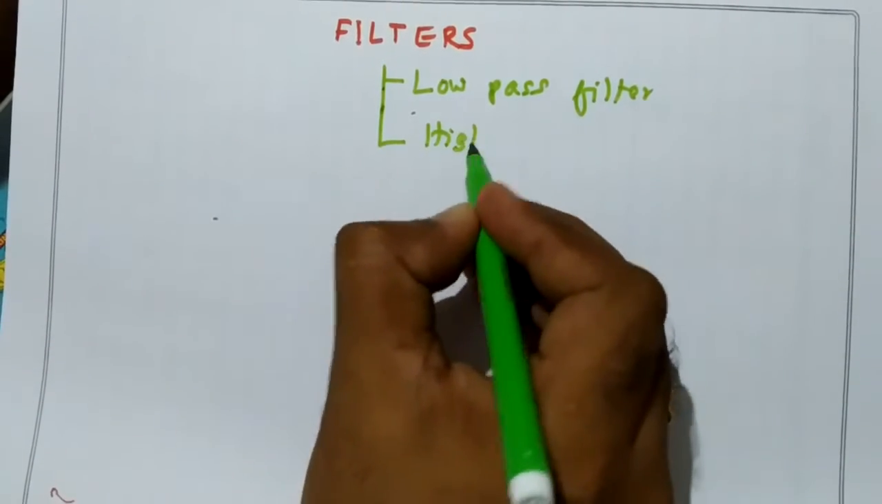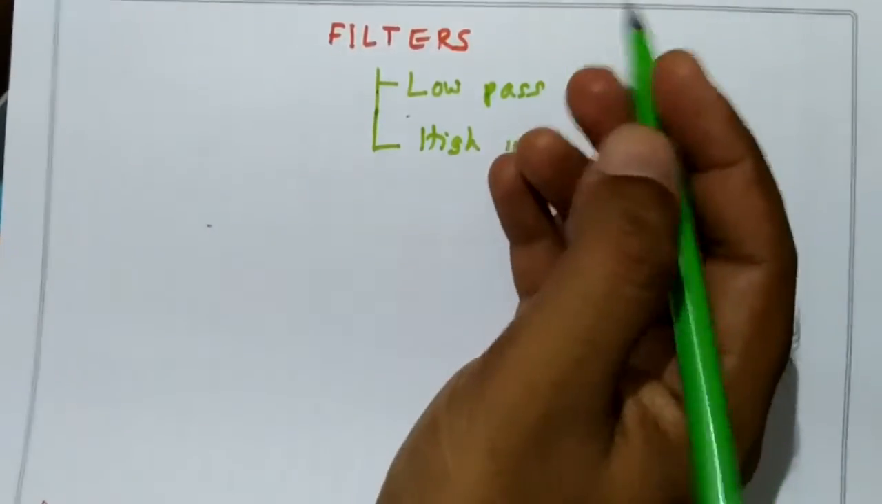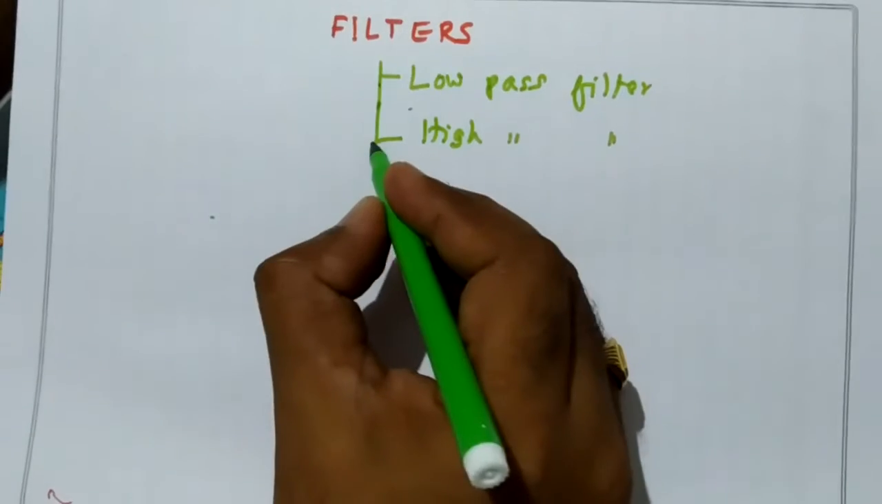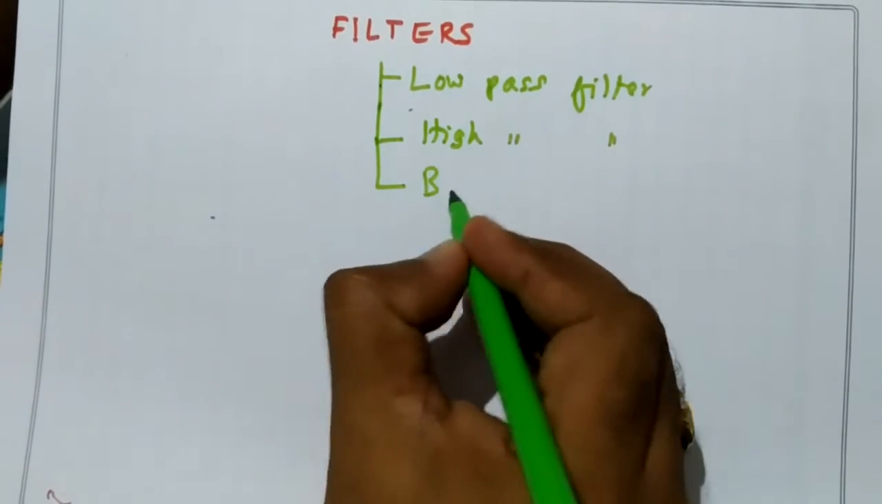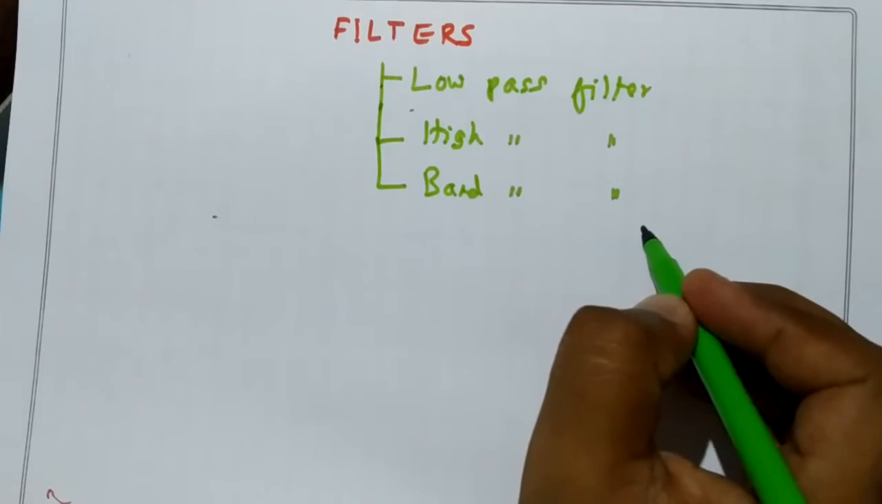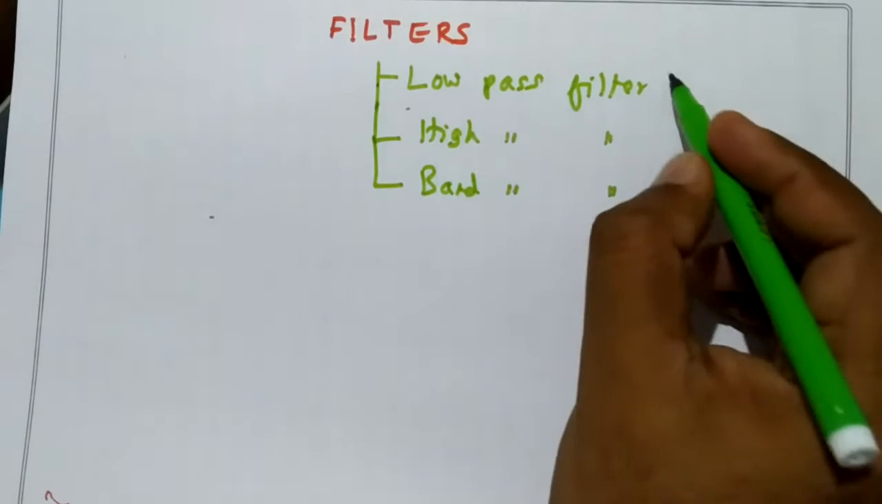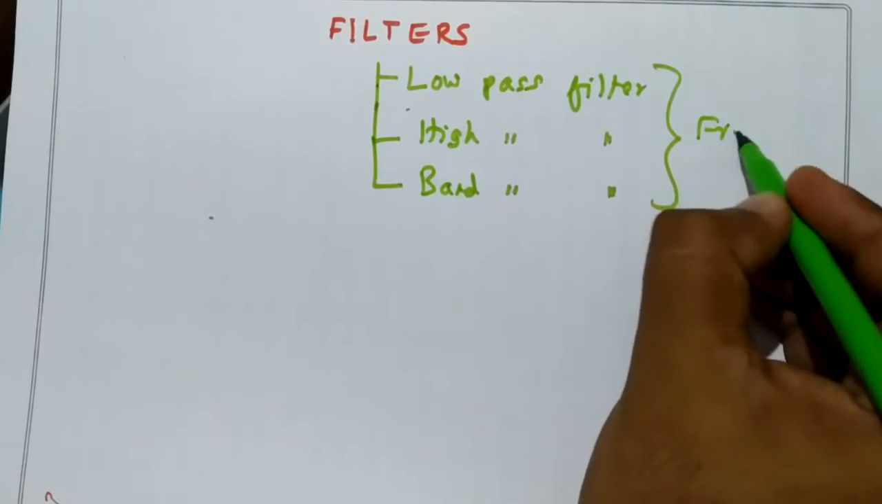The second one is the high pass filter, which allows some high frequencies and blocks low frequencies. The third one is called a band pass filter, which allows a portion of the frequency spectrum. So these are the frequency filters.